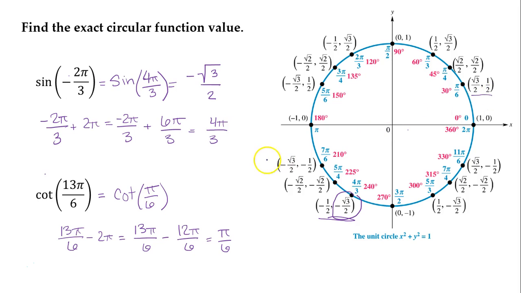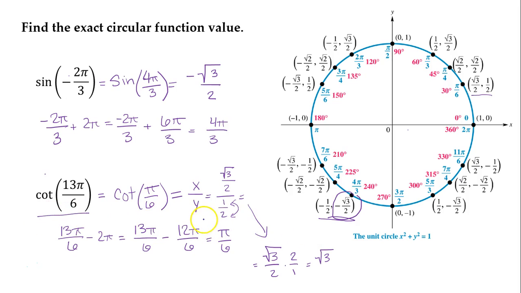That's it right here. Remember, cotangent is x over y. And whenever you put x over y, you get square root of 3 over 2 divided by 1/2. That reduces to, I'm going to come down here and do that, this right here. So square root of 3 over 2 times the reciprocal of this. So you get square root of 3 as your answer for this function value there.